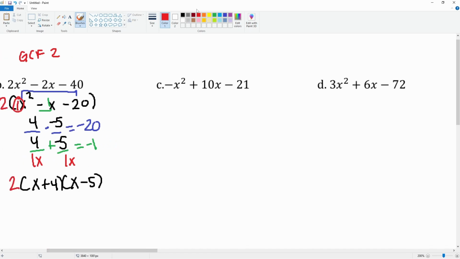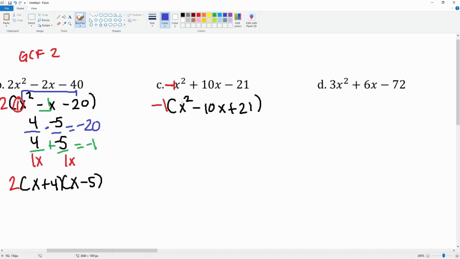Okay, let's do this one. Notice there is actually GCF here. Do you see negative 1? Okay, so pull out a negative 1 for the GCF, leaving you with an x squared minus 10x, because again, if you pull out negative from the addition, it becomes a negative 10. Then this becomes a positive 21.